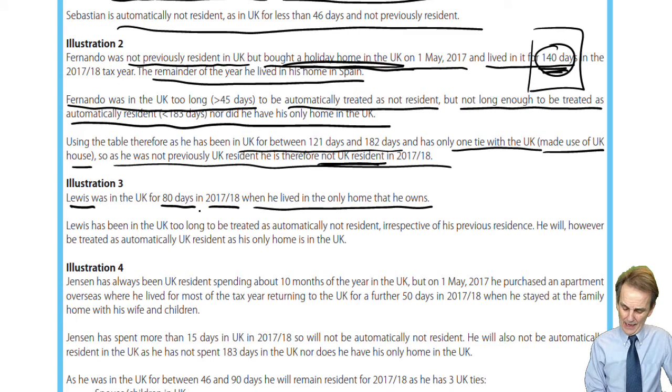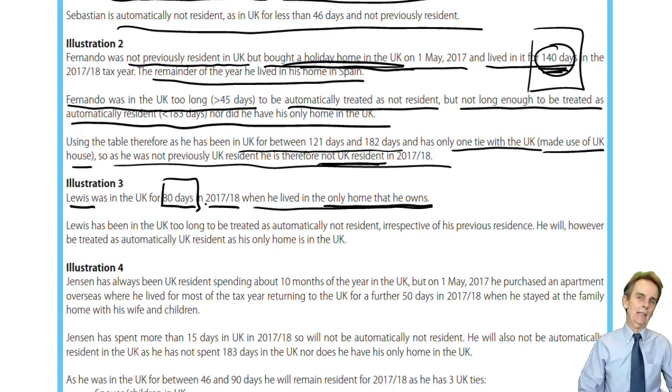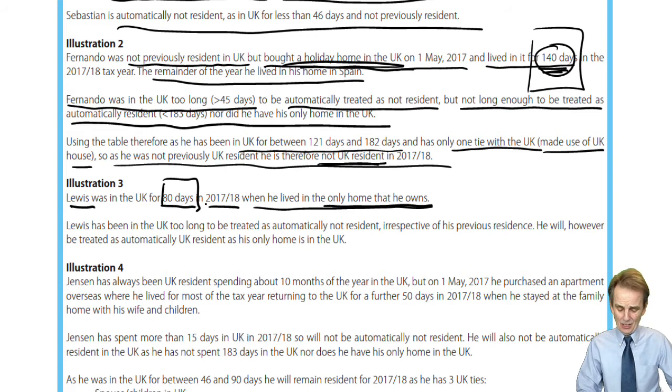So, Lewis was in the UK for 80 days in 2017-18 when he lived in the only home that he owned. Now, that is going to be critical, but remember, the first test you look at, based on the number of days in the UK, was he automatically not UK resident? Well, with 80 days, whether he had been previously resident in the UK or not, 80 is more than 15, 80 is more than 45 days. So whichever background he had, it doesn't matter. 80 days is more than 15, it's more than 45, so we do not rank as automatically not UK resident.